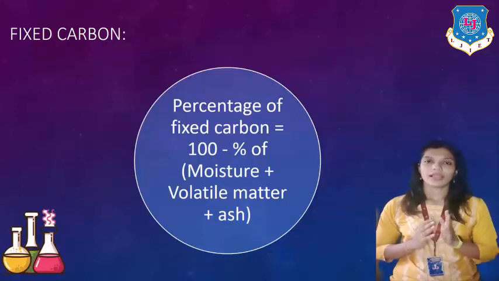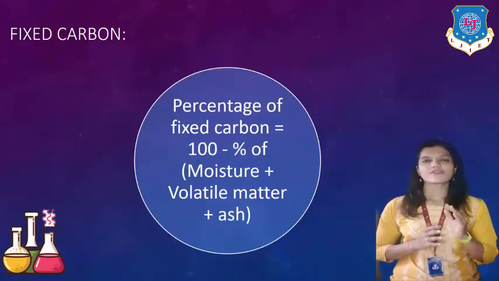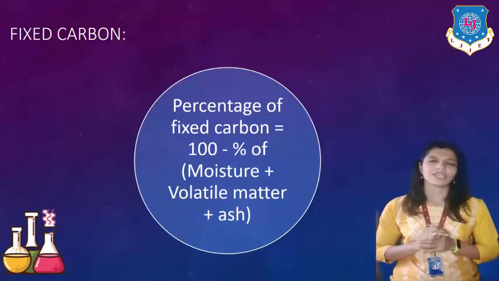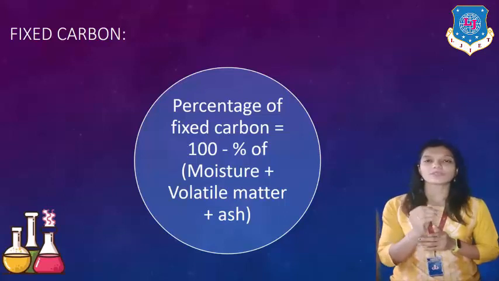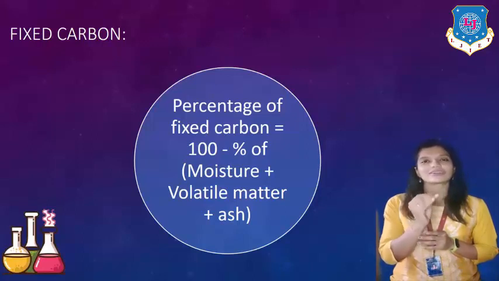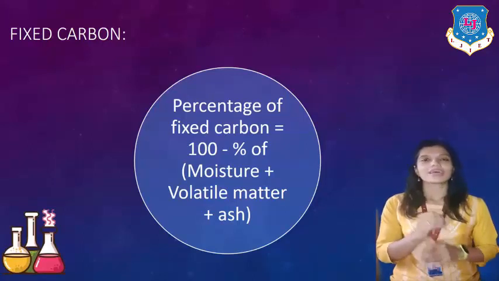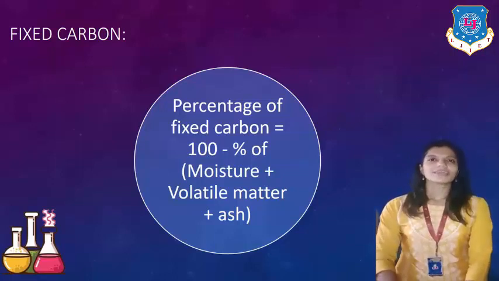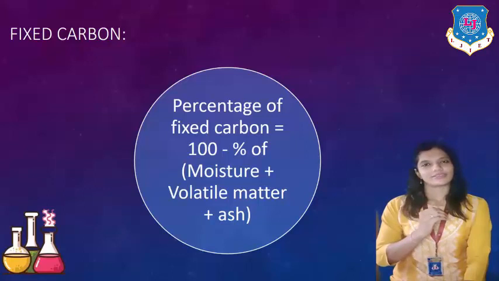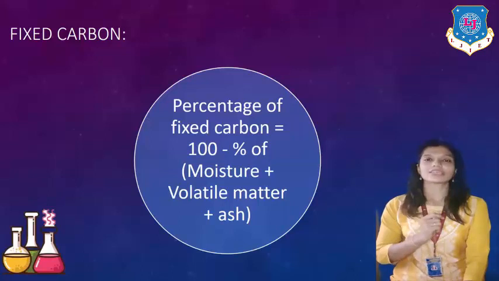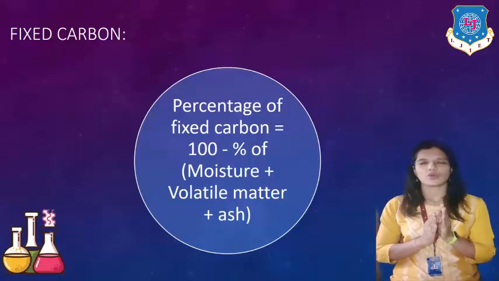Now, last but not the least is fixed carbon. What is the meaning of this fixed carbon? It gives us an idea about the percentage of fixed carbon which is present inside our coal sample. The coal sample should contain a very, very high amount of it. In order to do it, we get the formula, which is percentage of fixed carbon is equal to 100 minus percentage of moisture plus volatile matter plus ash.